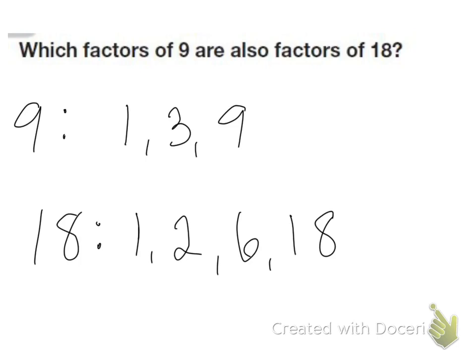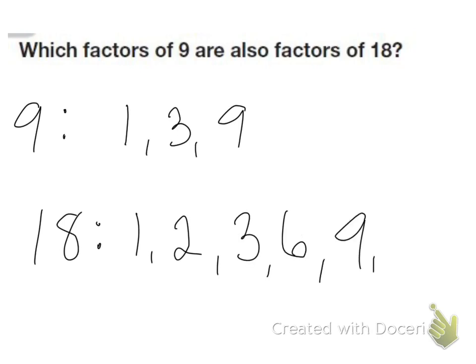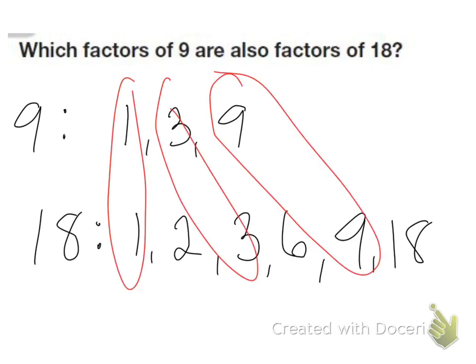So we say that, I missed one. Factors of 18 also include 3 and 9. I've missed those ones. There we go. So we say that 1, 3, and 9 are all common factors, because both 9 and 18 share those factors.